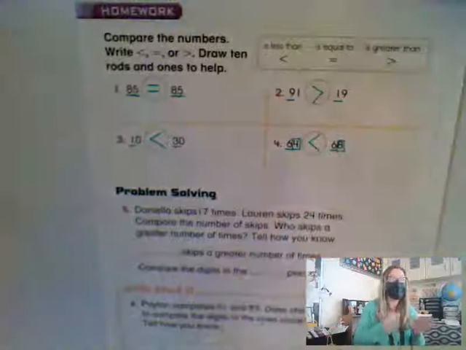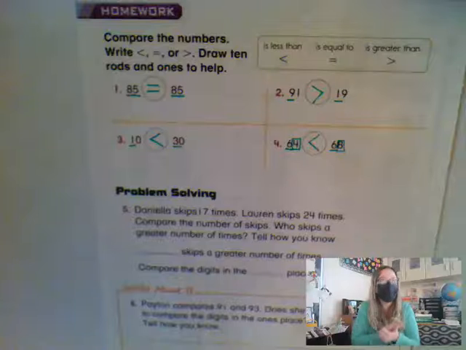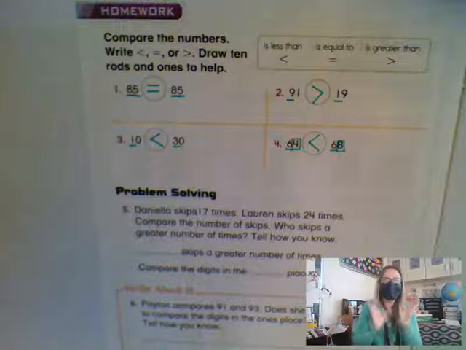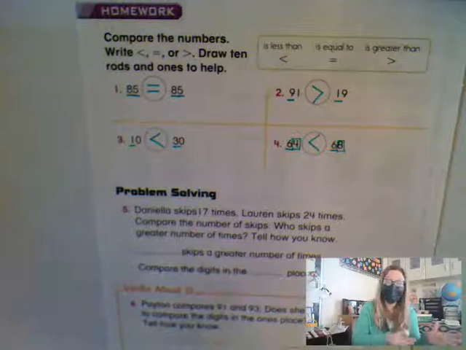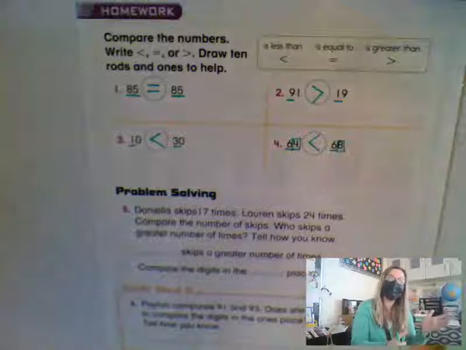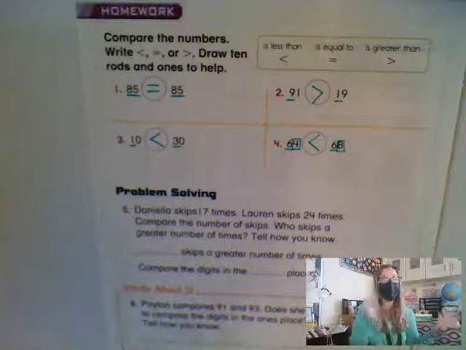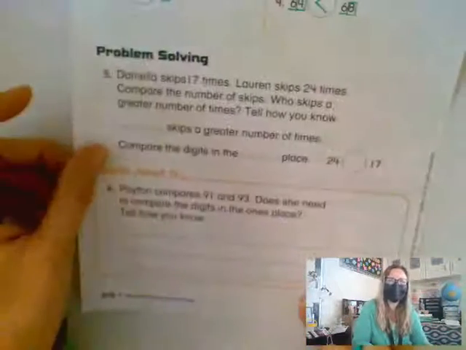My tens were the same, but I had a different number of ones. So before you just pop your equal sign in there, remember, look at your tens. If they're the same, then look at your ones. If they're the same, it's equal. But if they're different, then Allie eats the bigger number. Okay? Let's do one more problem solving, and then we'll be all done with math for today.